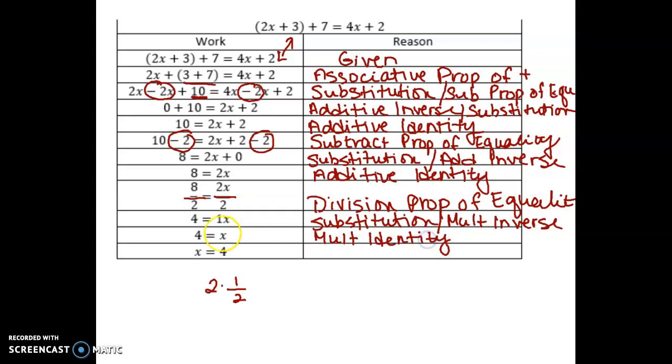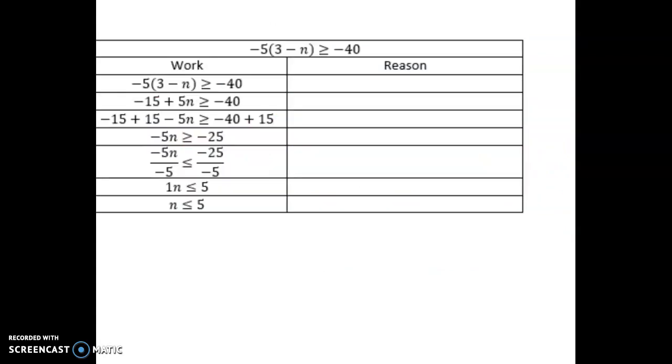And here we're just switching the order. If 4 is equal to x, then x would be equal to 4, so that's the symmetric property. Okay, so you can see we're doing all the steps, but we're giving the reasons for each one. And sometimes we will skip some steps, but want to be able to identify what property we're actually using.